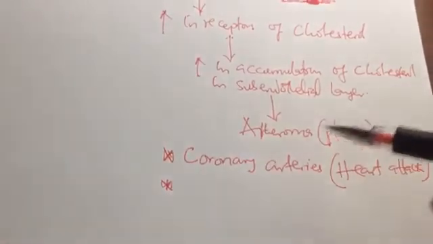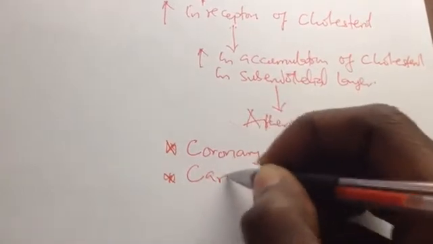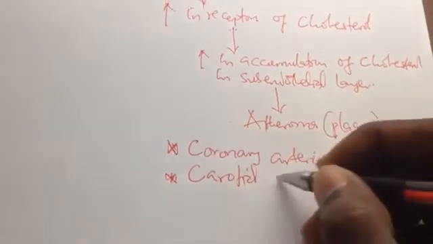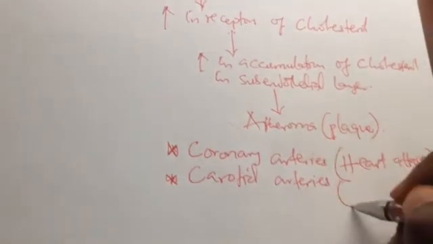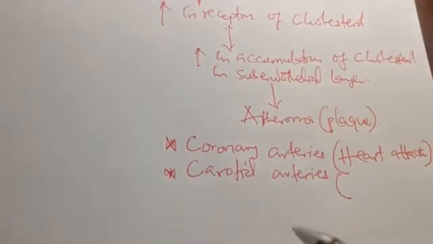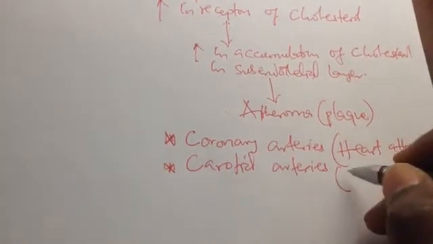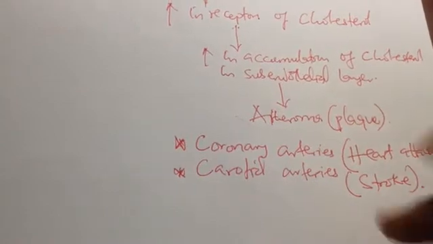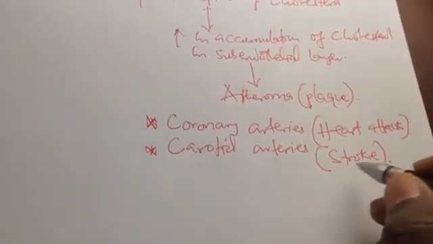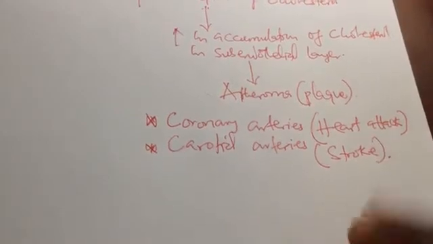Then this atheroma formation can also occur in the carotid arteries. These carotid arteries are the ones that are supplying the brain. So definitely, if the brain has a decrease in supply of blood, the patient may develop a kind of stroke, right? Then this stroke can lead to development of paralysis actually. So that is it.